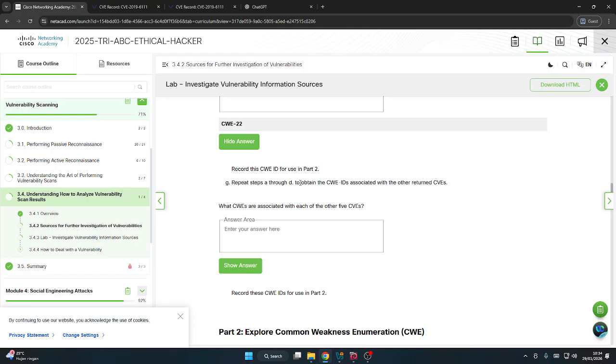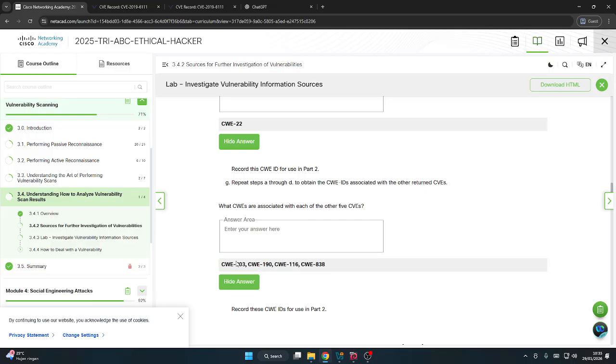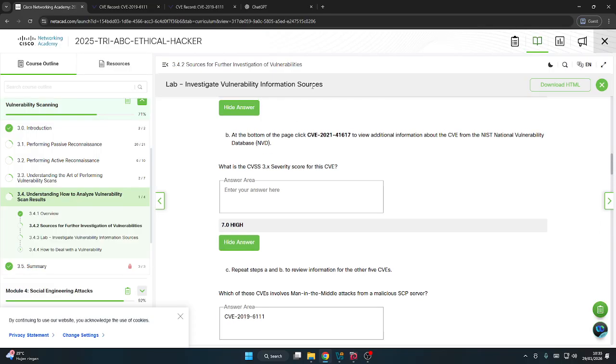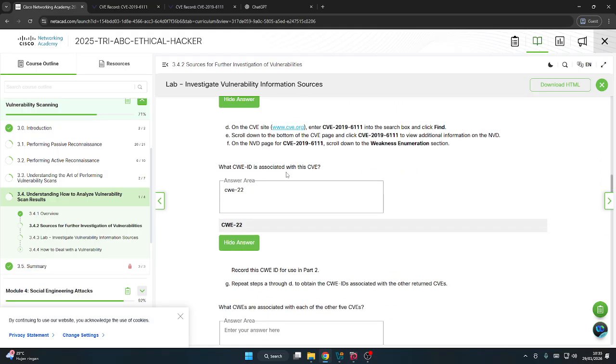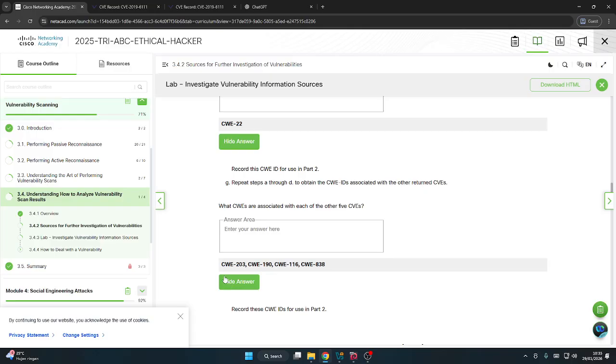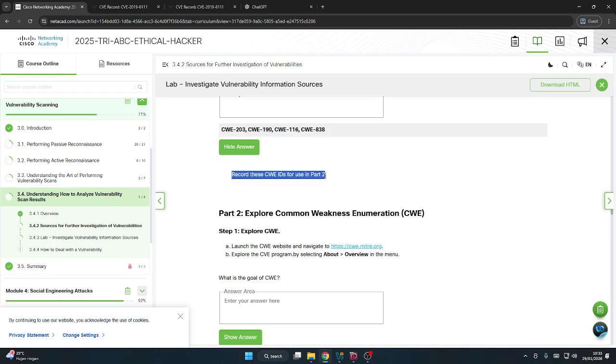Record this in the tutorial for part 2. Repeat the steps to obtain the CWE ID. This is the list of the CWEs for the other CVEs. Record these CVE IDs for use in part 2.